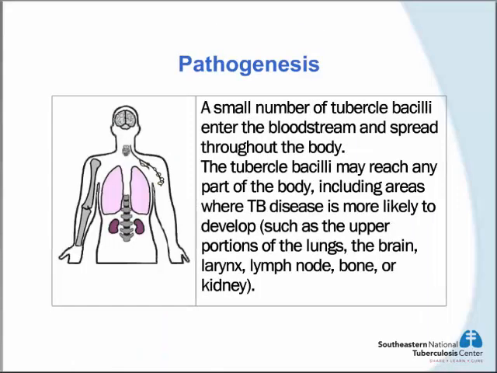As they multiply, a small number of the bacilli enter the bloodstream, and then they spread throughout the body. Through the blood, these bacilli can reach any part of the body. But there are certain areas that are more likely to be good environments for developing TB disease. And that includes the upper portions of the lungs, but also the brain, the larynx, lymph nodes, bone, and kidney.